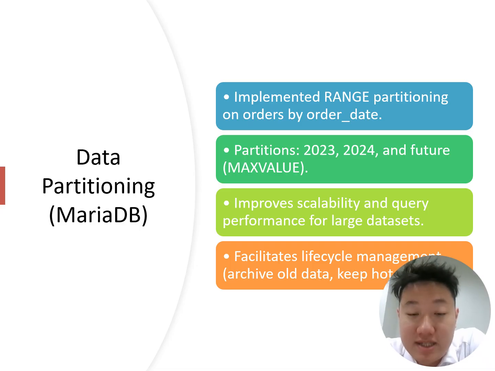And for the data partitioning, after triggers, the next milestone task was partitioning. Partitioning breaks a very large table into smaller logical pieces, but queries still treat it as one table. For Ethermart, the orders table is projected to hit tens of millions of rows. That's why I chose range partitioning on order date. This way, each year goes into its own partition, making queries and lifecycle management much easier.